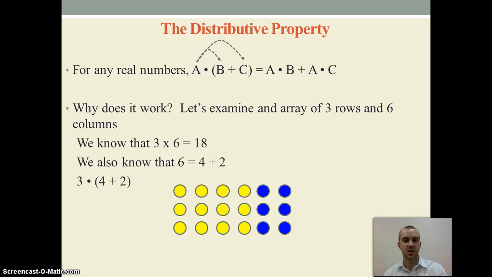Now if I just change that then, I'd say I've got 3 rows times 4 yellows in each, plus 3 times 2 blues in each. I have 12 yellows and 6 blues, and I have 18 total circles.